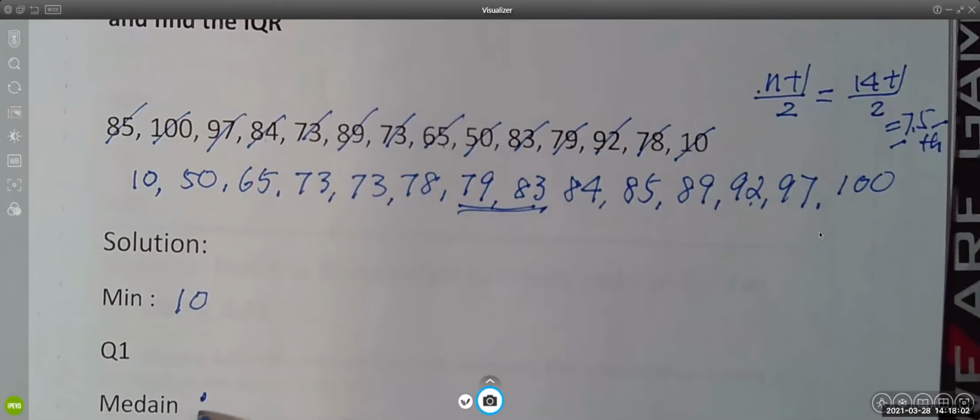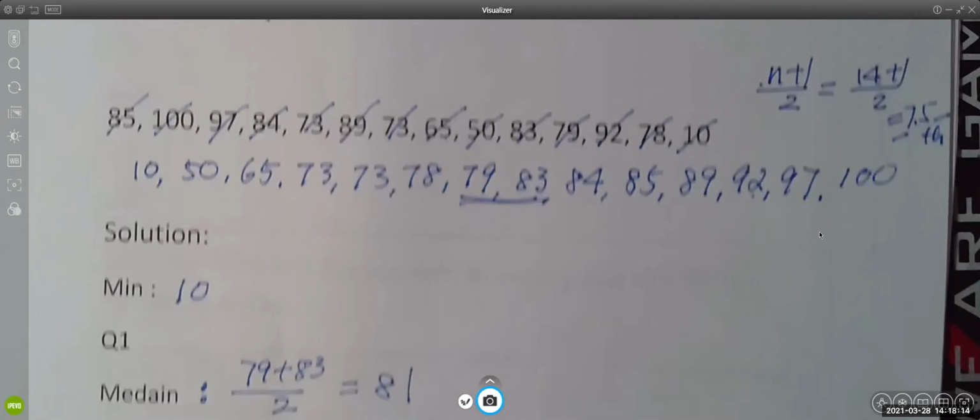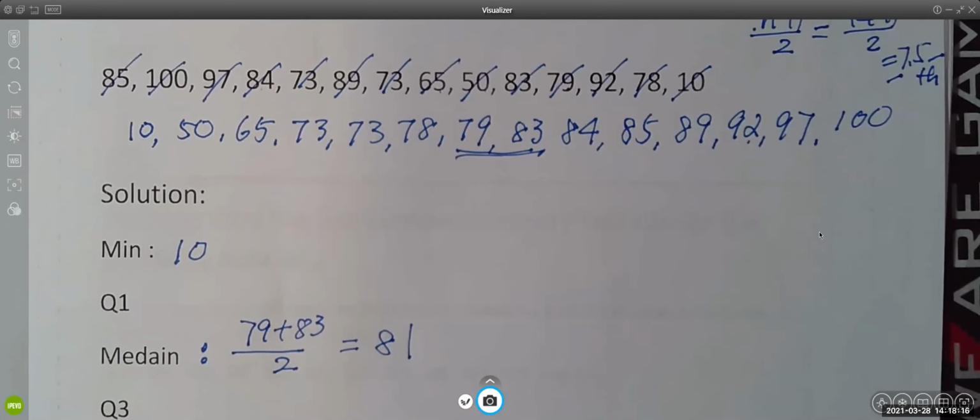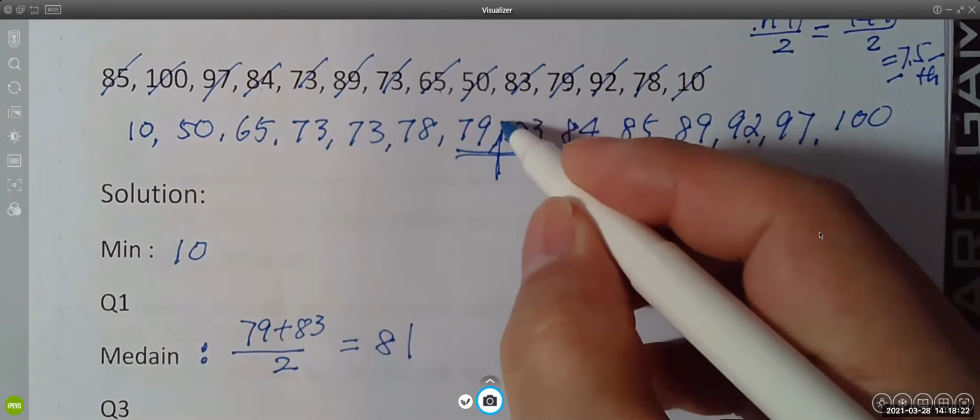So the median is 79 plus 83 over 2. If we do that, it's going to be 81. So the answer is, the median is 81. Now that means a median is sitting in here, hidden.